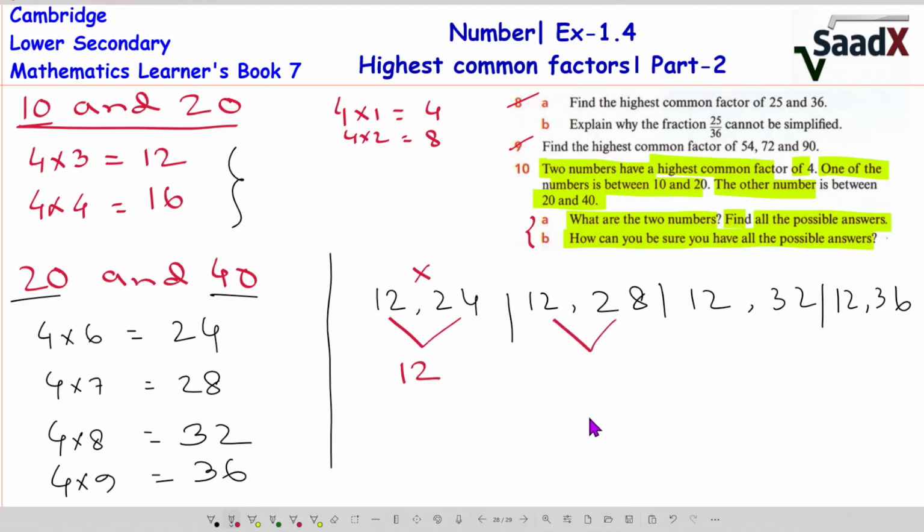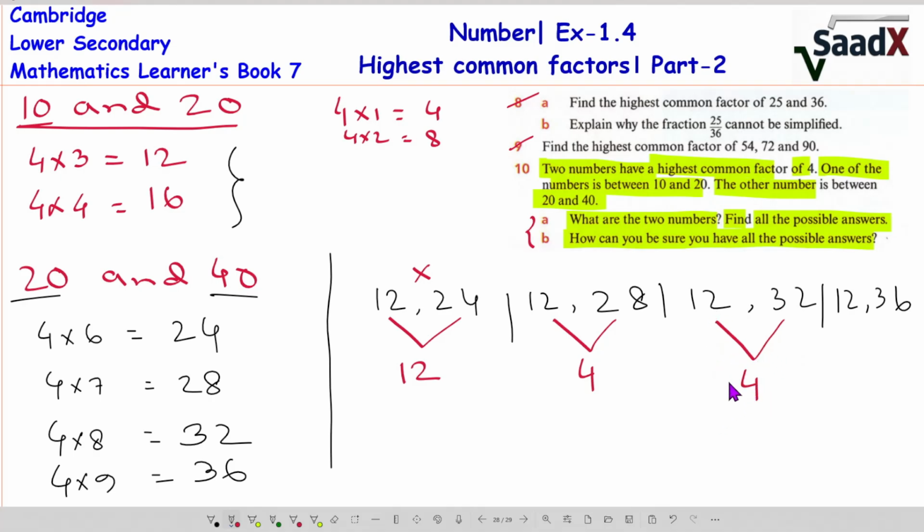12 and 28. So here the highest common factor is 4, right? Because 4 times 3 is 12 and 4 times 7 is 28. There are lots of common factors like 2, but 2 is not the highest, 4 is the highest. Then 12 and 32. So this one also, look, the highest common factor is 4.